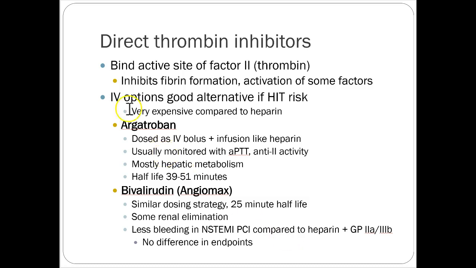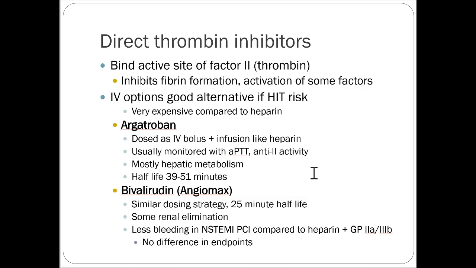These two drugs are actually pretty good alternatives if somebody has HIT. So we talked about HIT with heparin. Argatroban and bivalirudin are both okay. They both can be given as IV boluses and infusions, just like heparin. They've got a lot of monitoring associated with them. There's some advantages maybe with using them. They're both pretty expensive, so in the grand scheme of things, we don't favor them over heparin unless we have a good reason to do so.